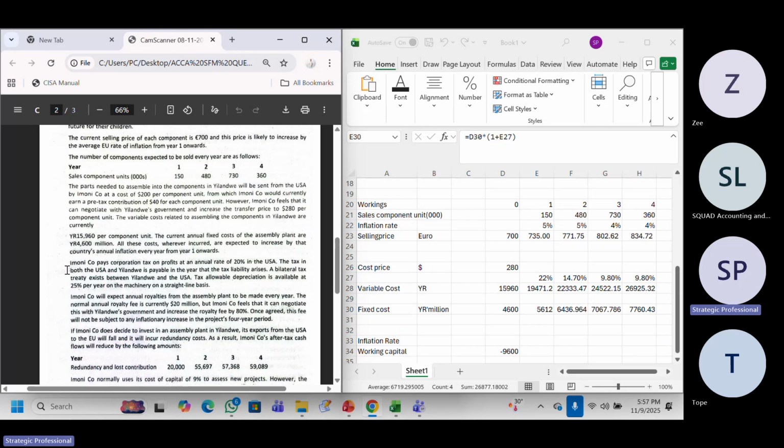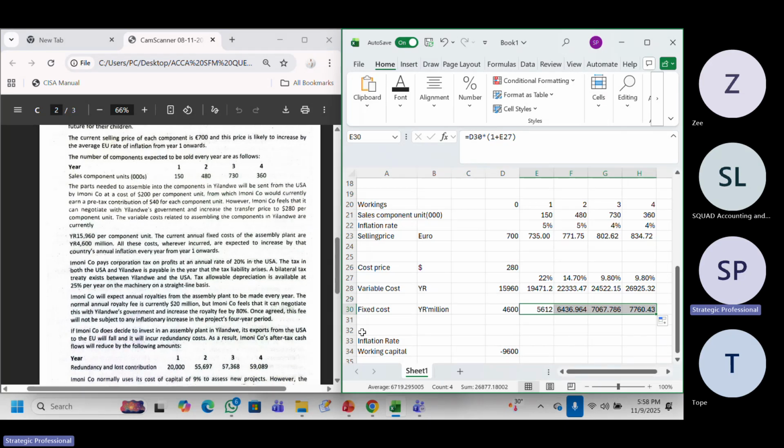Okay, so before we get to, okay, we've noted the tax zone. The next thing, Imonico will pay annual royalties from the assembly plant to be made every year. The normal annual royalty fee is currently $20 million. But Monaco feels that it can negotiate with Ilandwe's government and increase the royalty fee by 80%. Once agreed, this fee will not be subject to any increase in the 4 year period.